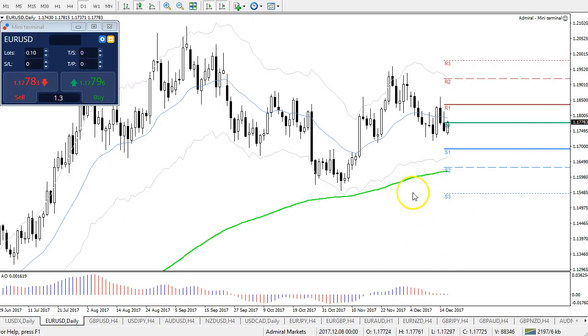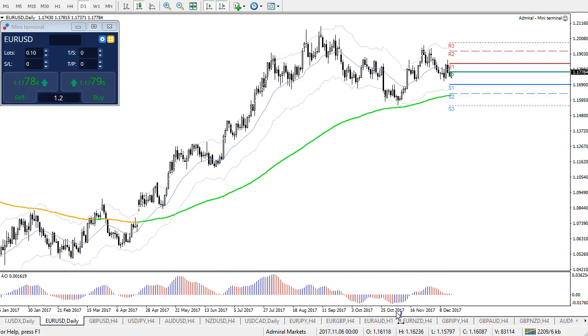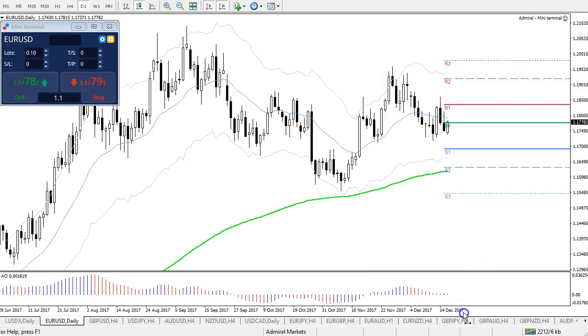Let's take a look at the euro dollar. I think the euro dollar is getting close to a bullish bounce zone, whether it's here or perhaps a bit lower at 116.40. I think that in both cases, price is going to get close to a bounce spot. All right, so something to be aware of.